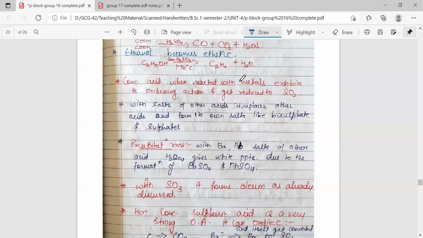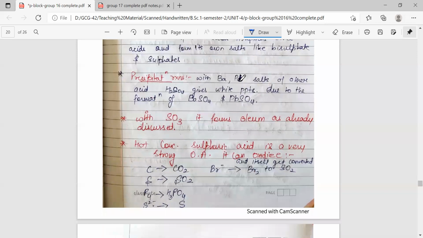Also, it gives precipitation reactions with metals like barium and lead, whose sulfates are insoluble in water. So they precipitate out because of their high lattice energy, giving barium sulfate and lead sulfate. With sulfur trioxide, it forms an even stronger acid than itself, that is oleum, which is also called pyrosulfuric acid. So hot concentrated sulfuric acid is a very strong oxidizing agent.